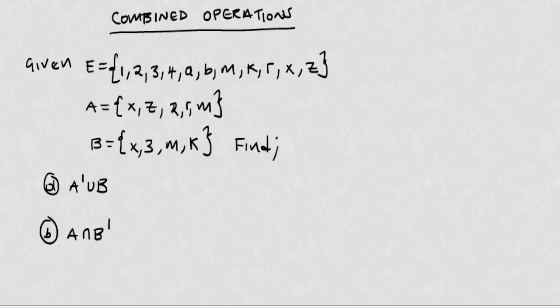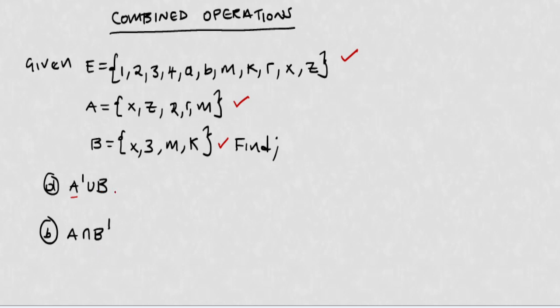Now, combined operations simply means we look at the combination of what we've been doing. You can have intersection and complement in the same question. For instance, we've been given set E here, which is a universal set. We've been given set A, we've been given set B. Then we've been asked to find A complement union B. It simply means you first have to find the complement of A, then unite it with B.